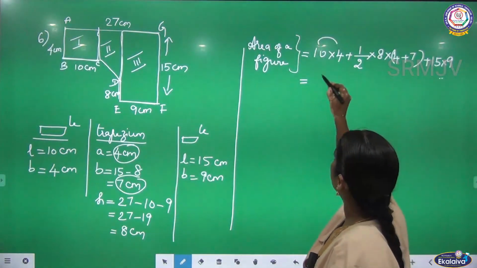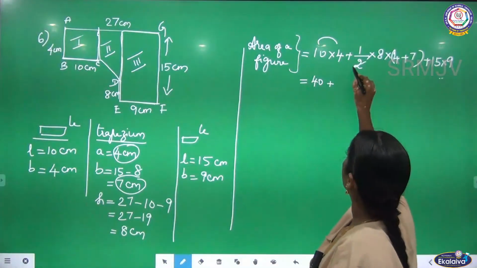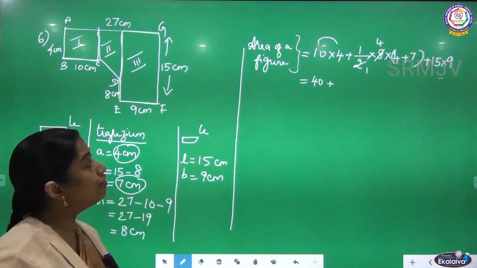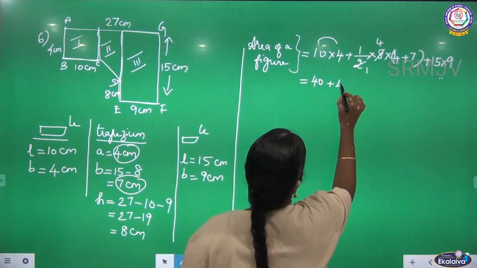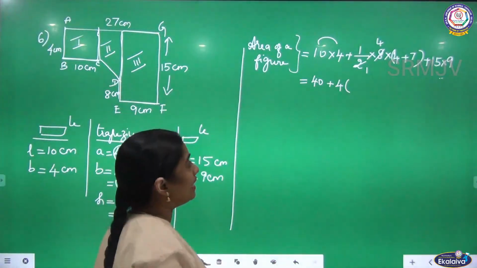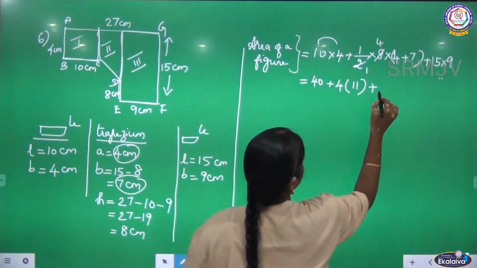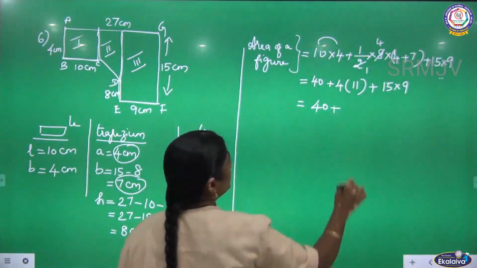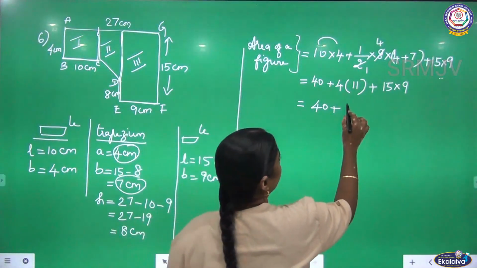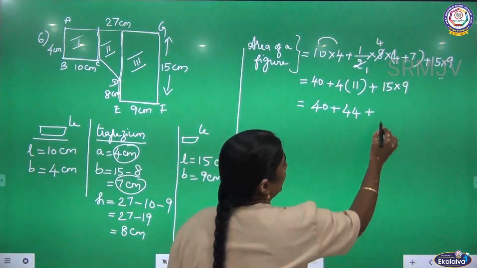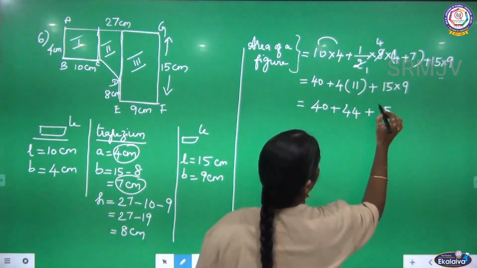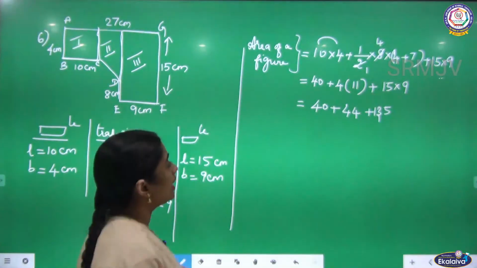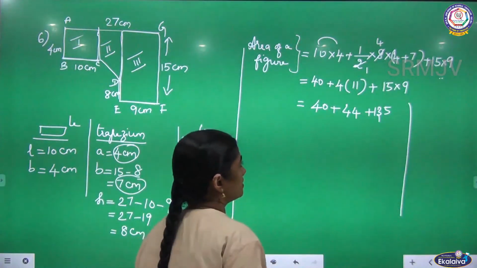Now listen, 10 fours are 40 plus 2 ones are 2, 4 twos are 8. So 4 into 7 plus 4 is what? 11. So plus 15 into 9. 40 plus 4 elevens are 44, plus 5 nines are 45, 4, 9 ones are 9, 9 plus 4 is what? 13. Now what I have to do? I have to add all those things.